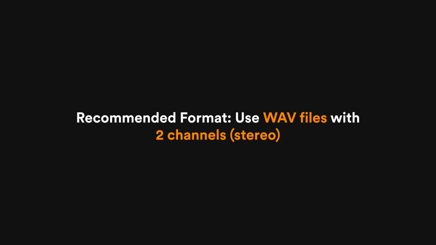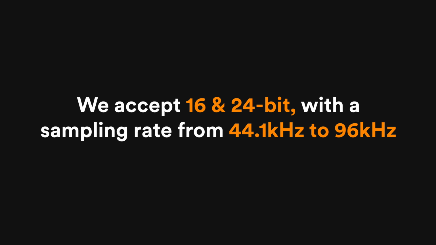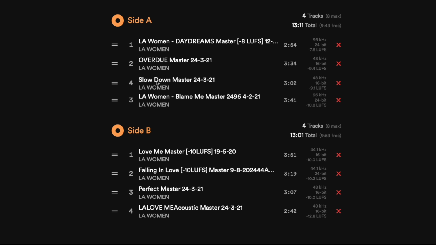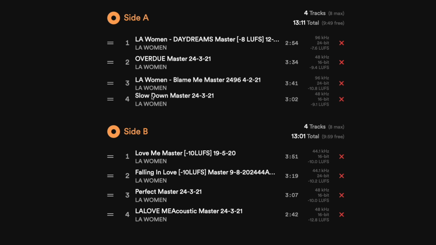The recommended format is a WAV file with 2 channels. We accept 16 and 24-bit with a sampling rate from 44.1 kHz to 96. The files should be at least 10 seconds long. While MP3 files can be uploaded, WAV files provide a higher quality. Once uploaded, you can reorder the songs by dragging them up or down.